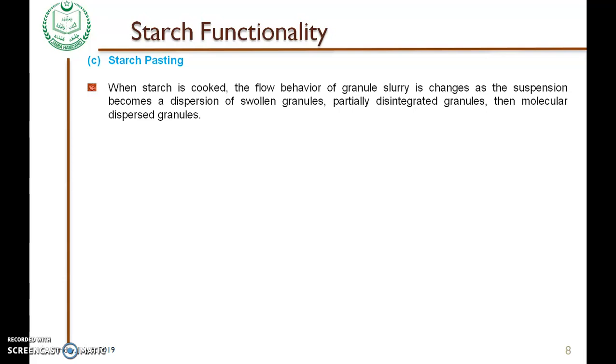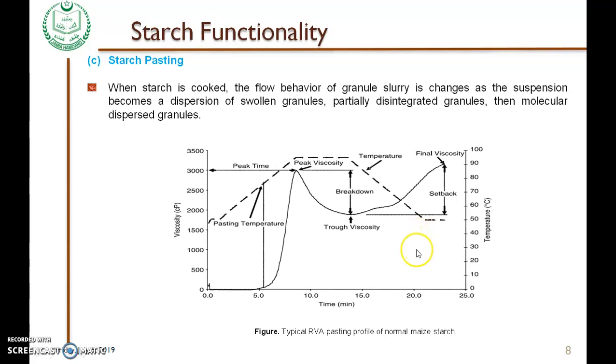So the viscosity changes produced by heating and cooling starch in water generally provide a characteristic pasting curve. So let us come to the pasting curve. There you will find a pasting temperature, peak viscosity, then a trough and a breakdown area, and then a setback area, and then a final viscosity.